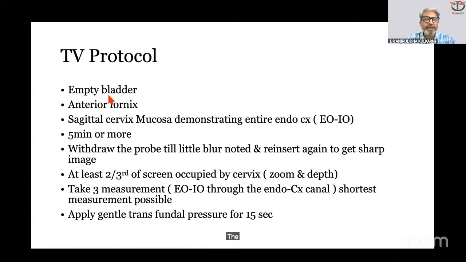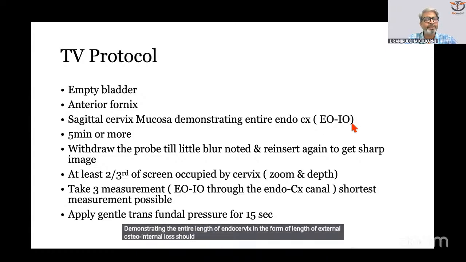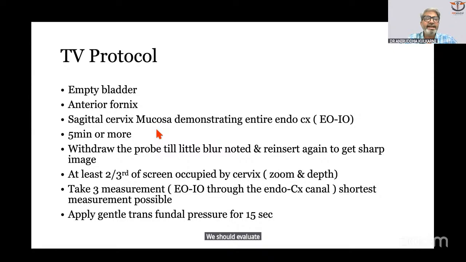The bladder should be empty or minimally distended. The transducer should be in the anterior fornix. A sagittal view of the cervical mucosa demonstrating the entire length of the endocervix, from the external os to the internal os, should be visualized. We should evaluate the entire cervix for 5 minutes or more.